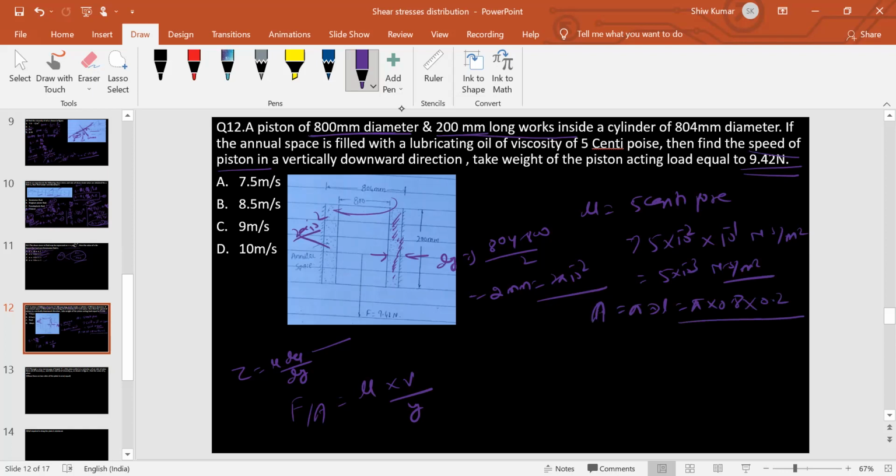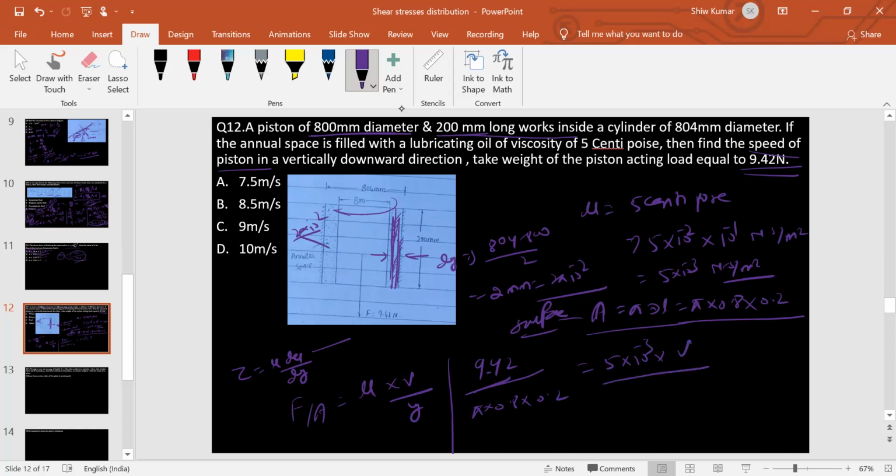Why am I taking the surface area, and why not the cross-section area? Because the lubrication is done on the surface, not on the cross-section. So that's why I have taken the surface area. Now apply the formula here. 9.42, that is the load, divided by the area pi into 0.8 into 0.2. The mu value is 5 into 10 raised to minus 3, velocity is v, and thickness is 2 into 10 raised to minus 3. This gets cancelled, and if you find the velocity, you will get 7.49 meter per second. And the answer is option A.